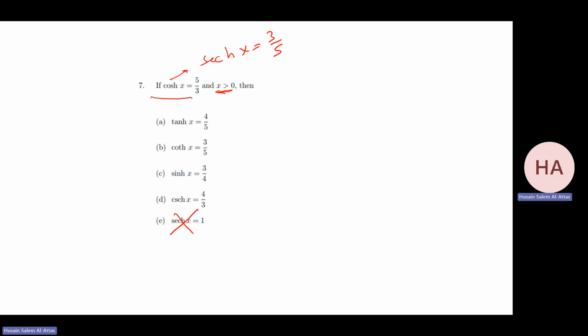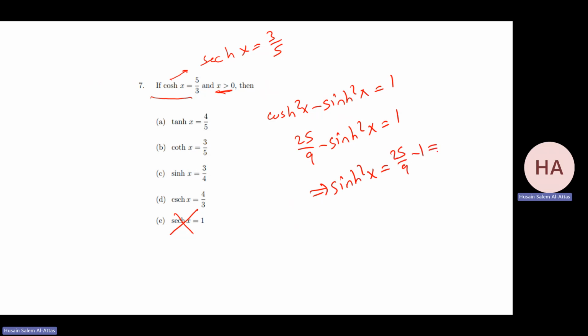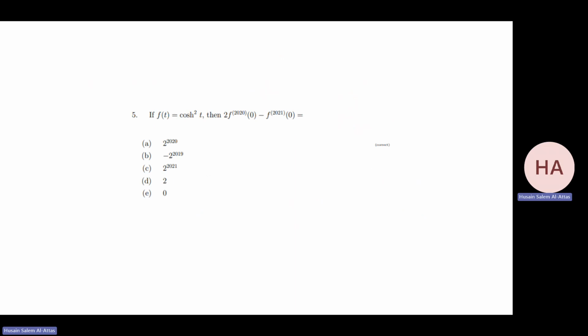I can find sine hyperbolic through this identity: cosh squared minus sinh squared equals 1. So I have 25 over 9 minus this equal to 1. So sine hyperbolic squared will be 25 over 9 minus 1. That's 16 over 9. So sine hyperbolic is plus or minus 4 over 3. I'll take the plus from the plus or minus. By the way, this is not correct in all cases. Why will I take the plus?